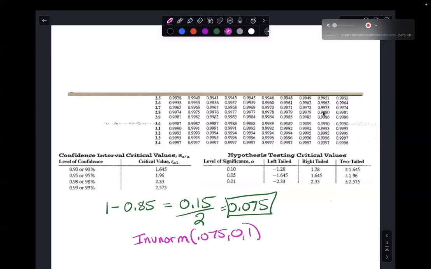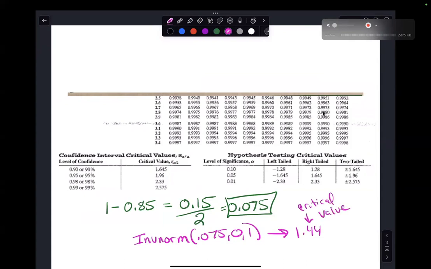Now we need to use the positive. It's going to give you a negative z-score. We should be using the positive, but at least you can get the right number. So once I put 0.075 in my calculator, it gives me a z-score of negative 1.44. And so I just need to make it positive. So 1.44 would be the critical value I would use.